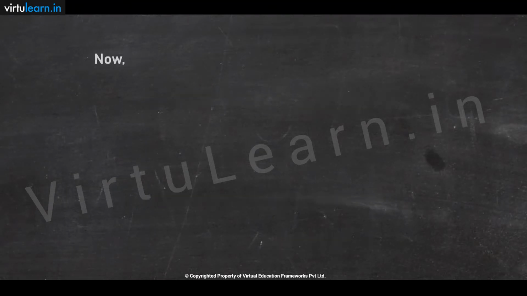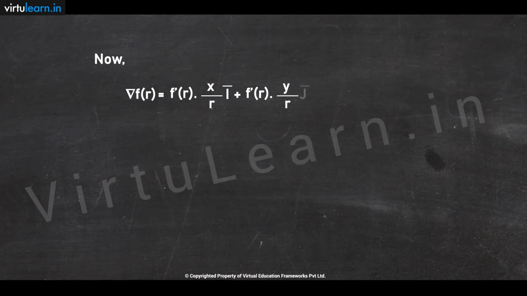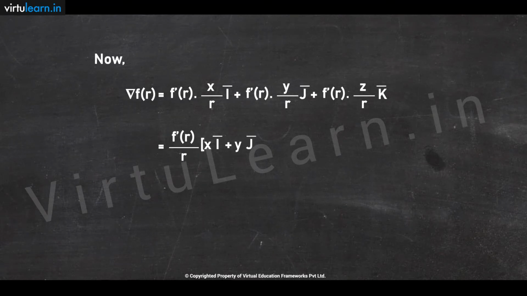Now, gradient of f(r) is, after substituting these quantities, f dash r into x by r into i bar plus f dash r into y by r into j bar plus f dash r into z by r into k bar. F dash r by r can be taken common, so that the remaining is f dash r by r into xi bar plus yj bar plus zk bar. Or we can further write it as f dash r by r into r bar.